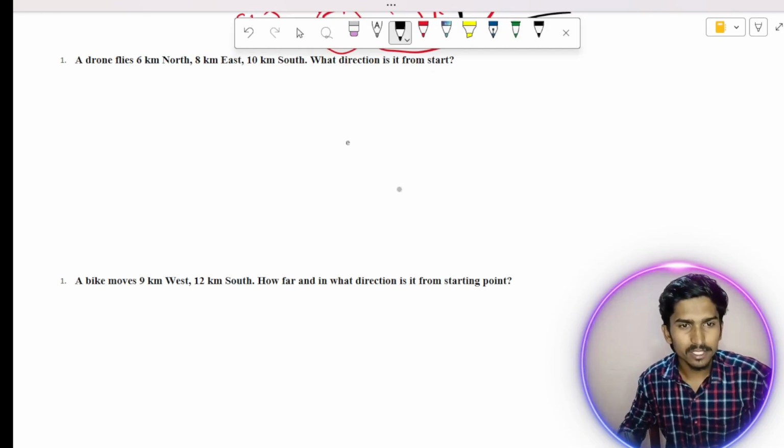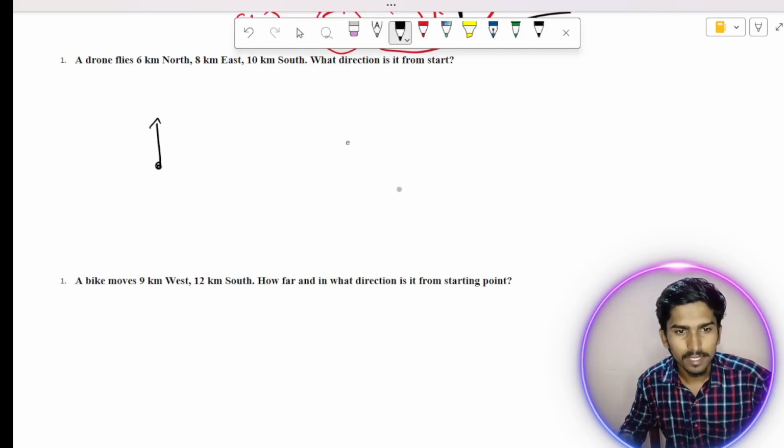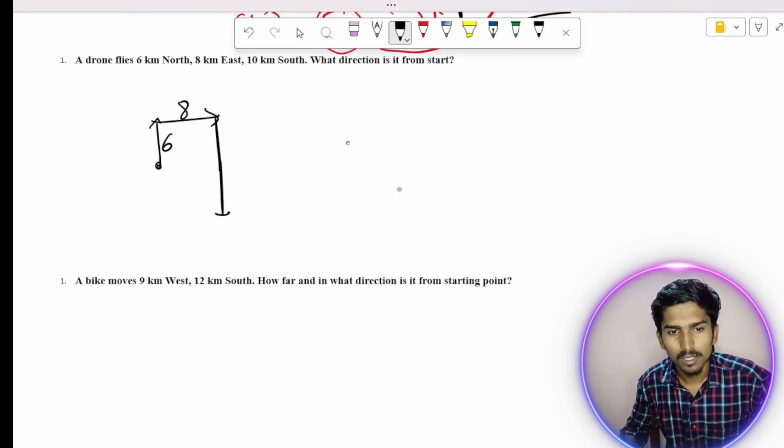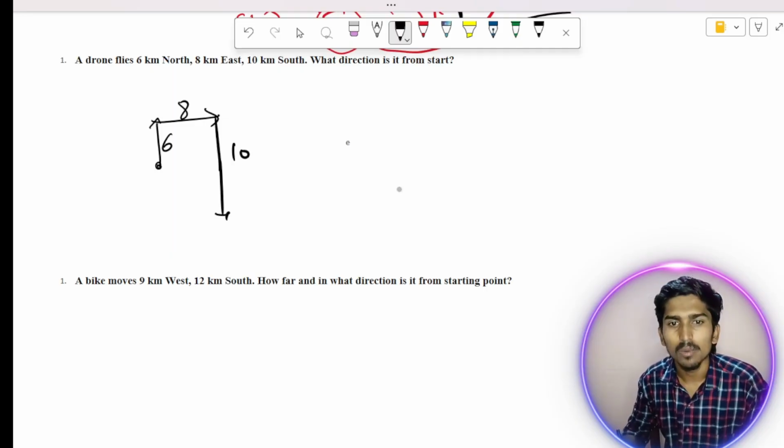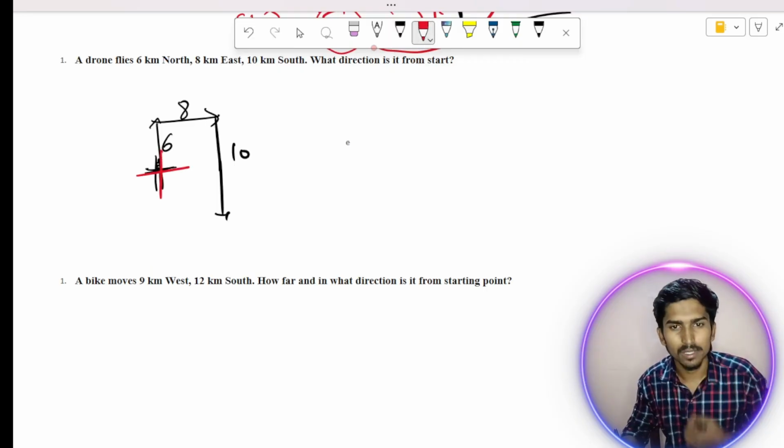A drone flies 6 kilometers north. The drone is here, flies 6 kilometers. And 8 kilometers east. 8 kilometers. Then 10 kilometers south. If it is 6, you should draw a line somewhat shorter than 10. 10 kilometers south. What direction is it from the start? From the starting point, what is the direction? Make a plus point here. Wherever they ask, make the plus symbol.